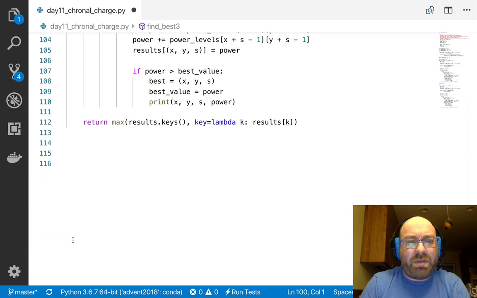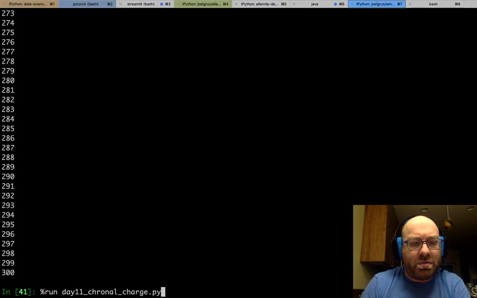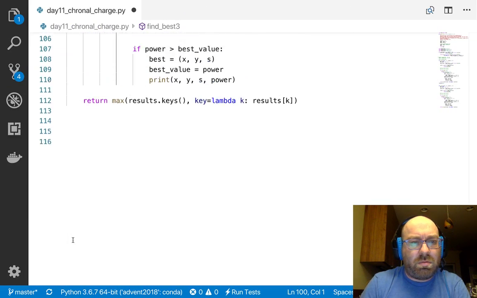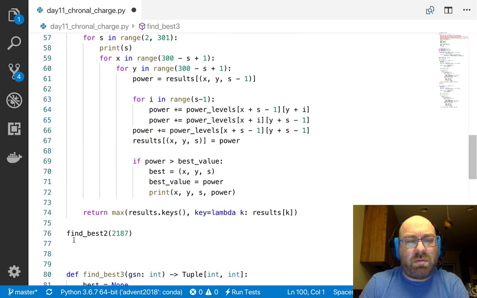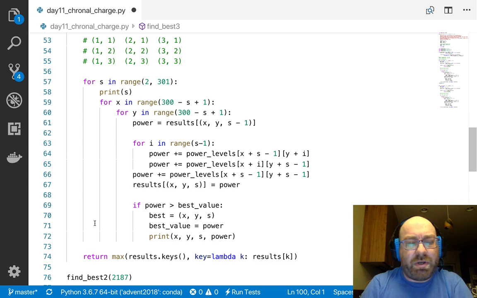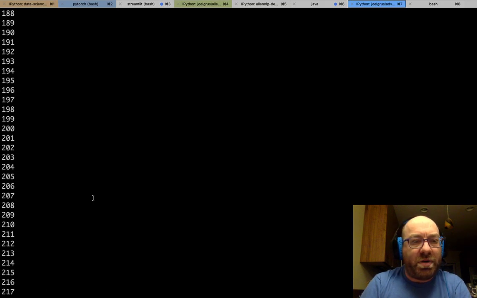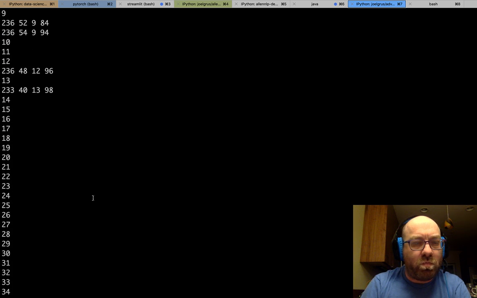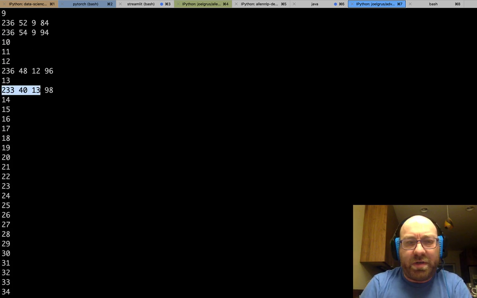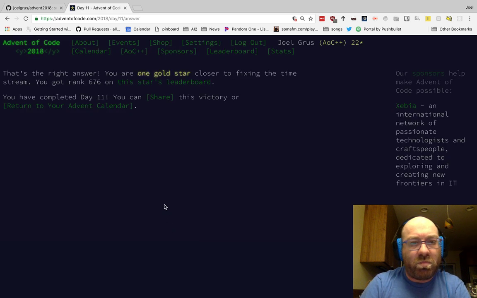And it didn't do anything because, why? Because I didn't run it. I ran find best 2. Oh, right. But still, I don't understand why I didn't return anything. Well, I printed it along the way, which is good. So let's try that and see if it works. 233, 40, 13. I have this weird feeling that that's not actually right. But we can try it. That is the right answer.